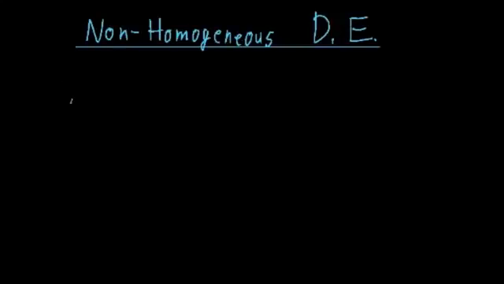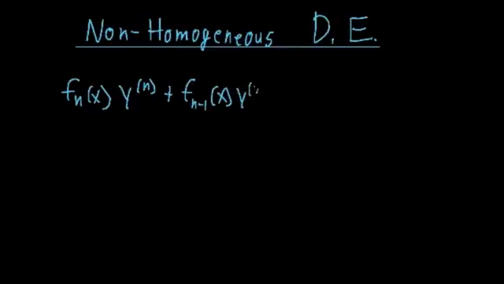We know that if you have the homogeneous differential equation, let's just say of the general form, f_n of x times the nth derivative of y plus f_{n-1} of x times the (n-1)th derivative, and if we go all the way down to f1 of x times the first derivative plus f naught times y, if all of that is equal to 0, then this will be a linear, nth order, homogeneous differential equation.